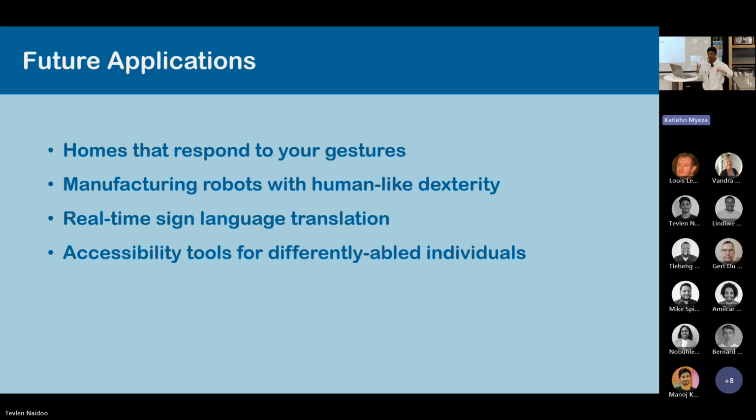Obviously, we can transfer the motion capture from humans onto robots and teach robots to have human-like dexterity. So we don't need any reinforcement learning, have robots falling up and down, falling on their faces. We can train them from the source, us. We could use motion capture for things like real-time sign language translation and other accessibility tools for differently abled people.